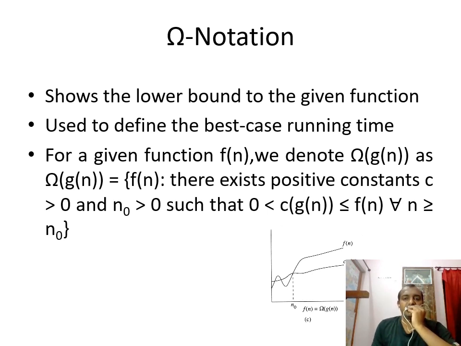For a given function f of n, we denote omega of g of n as omega of g of n is equal to f of n, such that there exists positive constant c greater than 0 and n naught greater than 0, such that c of g of n is greater than 0, which is less than or equal to f of n for all n greater than or equal to n naught. As you can see in the given figure, c of g of n shows the lower bound of the given function f of n, and this n naught is the threshold value. It means after this n naught value, the conditions hold.